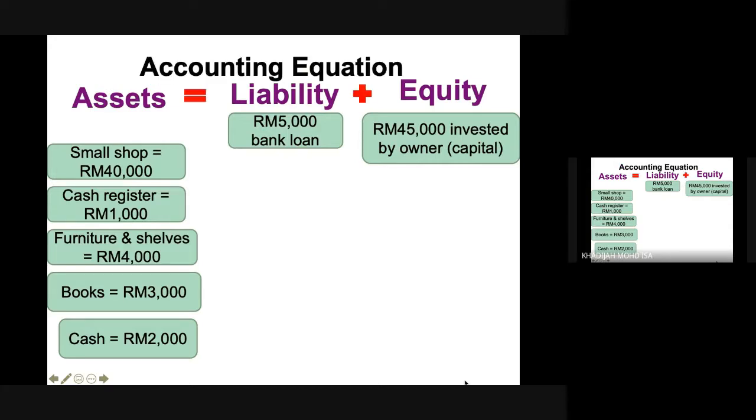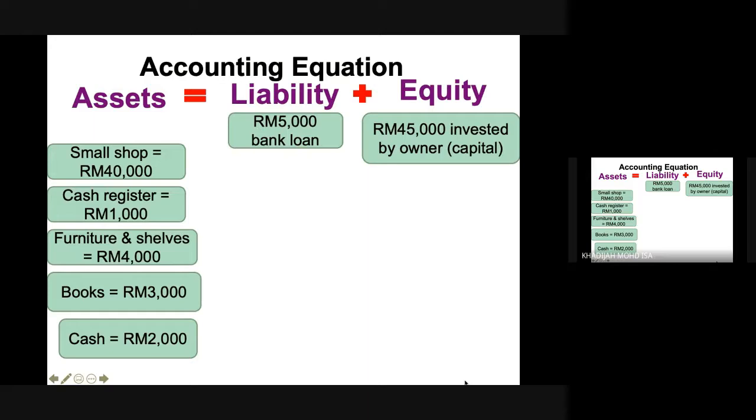So if you look at here, this is what we call the accounting equation. Asset equals liability plus equity. At any point of time, you will always have your asset equal to liability plus equity, right? If you do not have this accounting equation balanced, it means that your account is wrong.